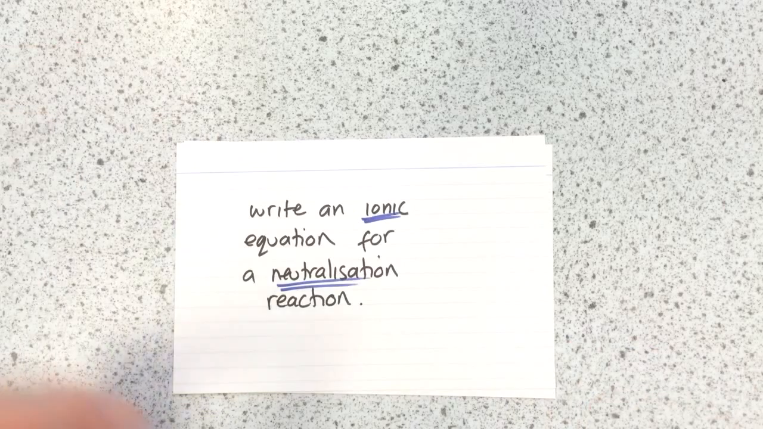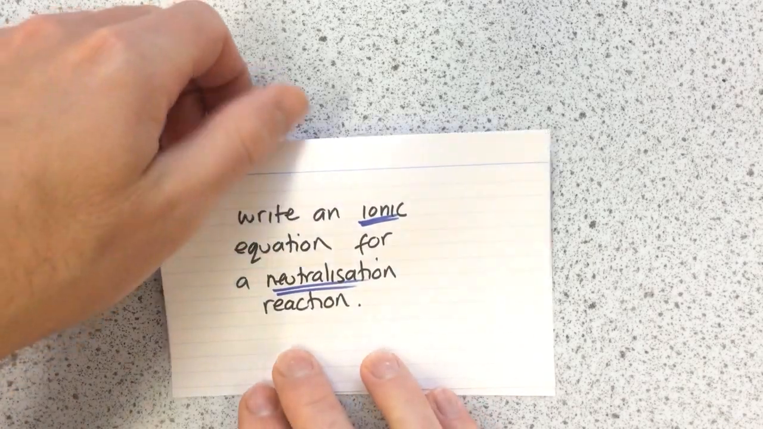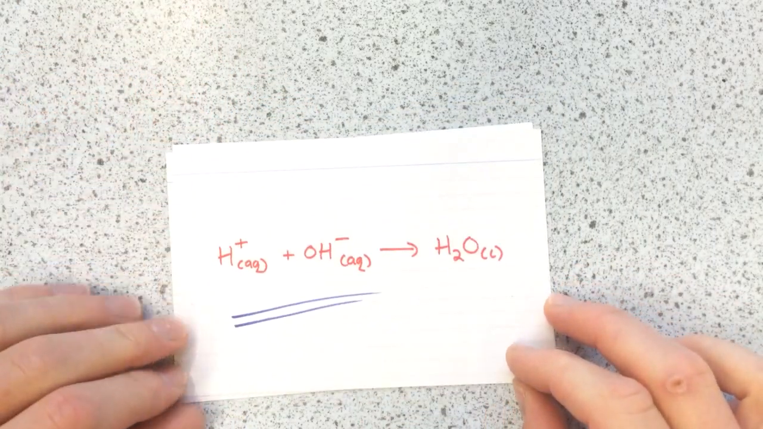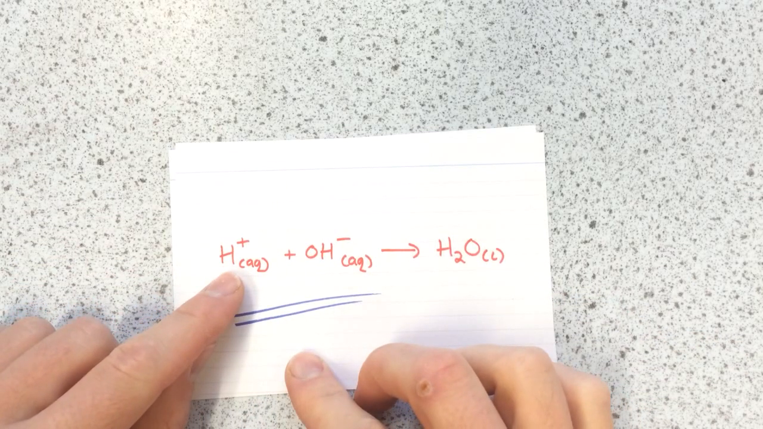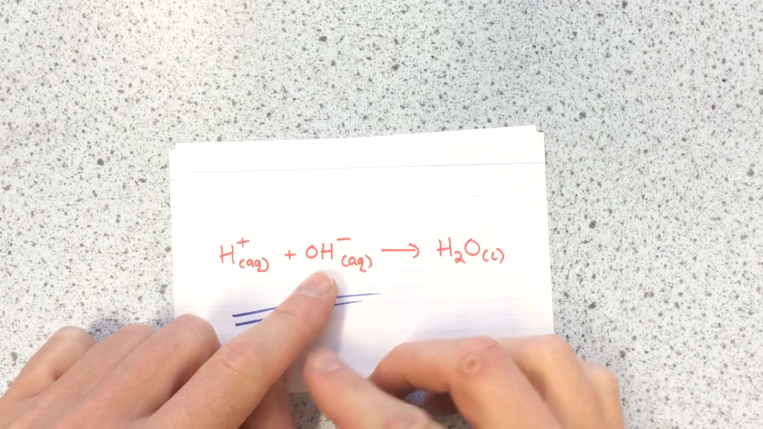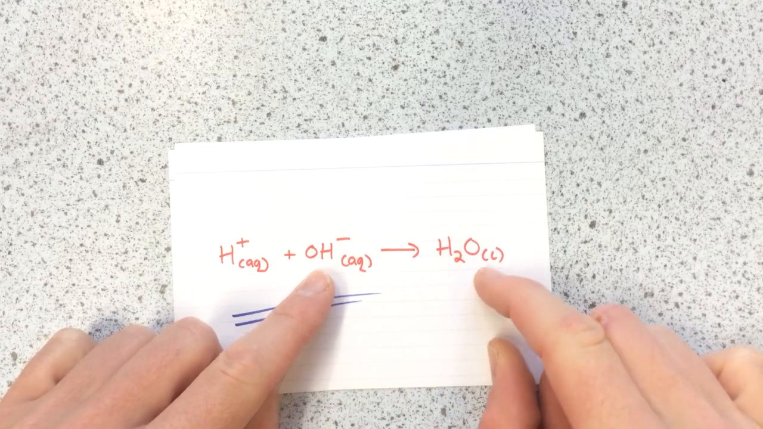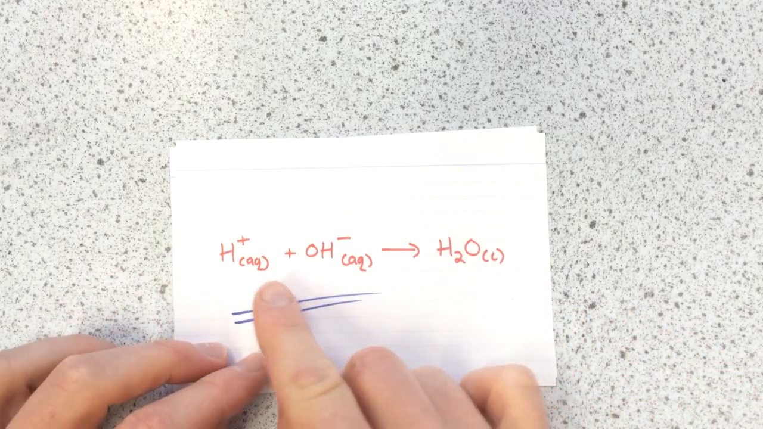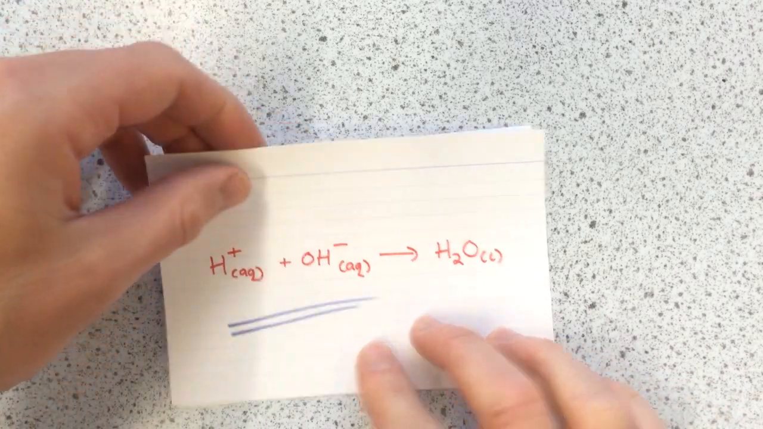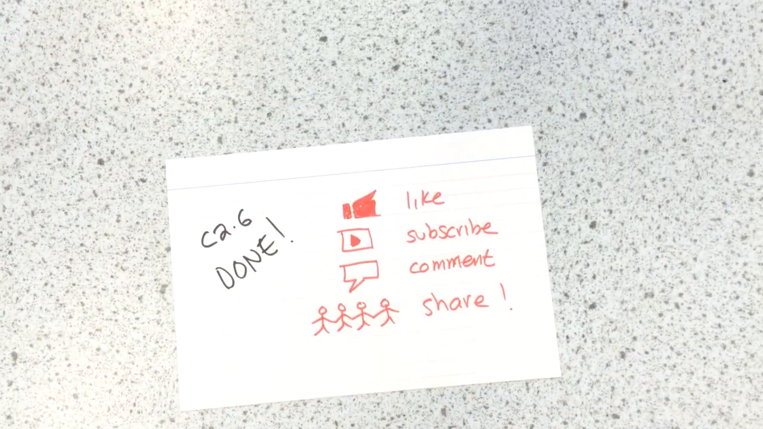Next one is write an ionic equation for a neutralization reaction. For a reaction between an acid and an alkali, the underlying reaction is the same every time, and it's this reaction here. An H+ ion reacts with a hydroxide ion to make one molecule of water. This is why it's called a neutralization, because you've lost the H+. There's no more H+ over here. That's it. Acids, bases and salts done.